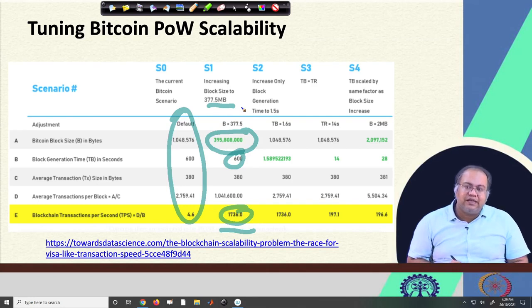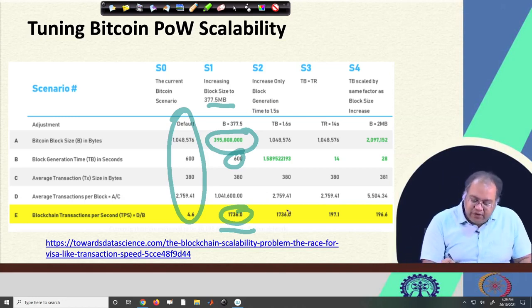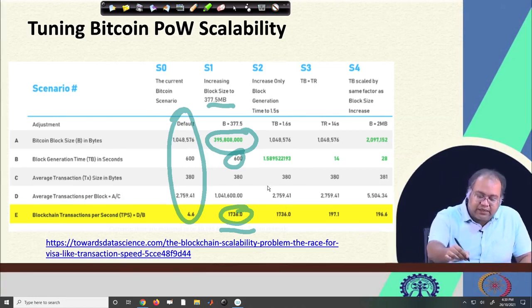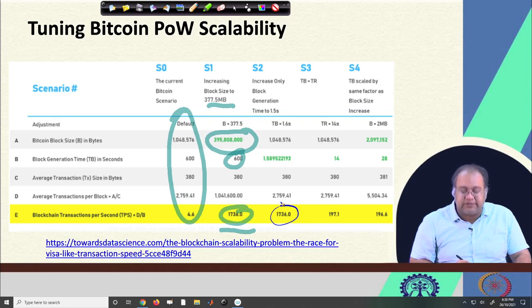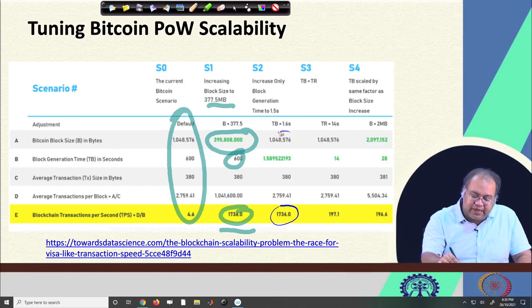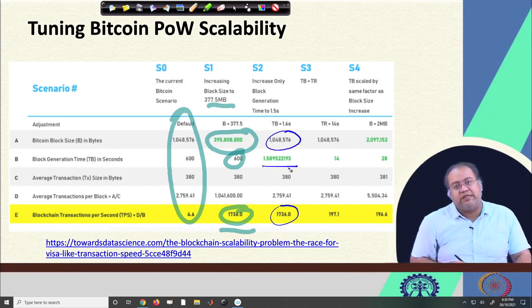So, with this, let us try to tune the other parameter. What was my other parameter? The other parameter was block frequency. Again, I want to get a transaction throughput equal to that provided by Visa. This time I keep my block size as 1 MB, but I tune the block generation time. Earlier it was 10 minutes, that is, 600 seconds.